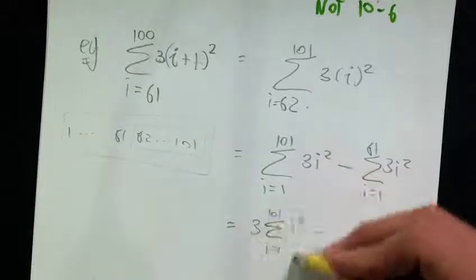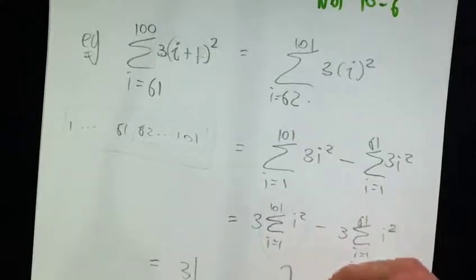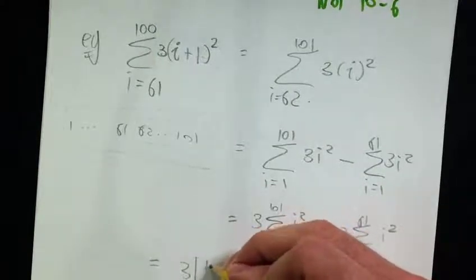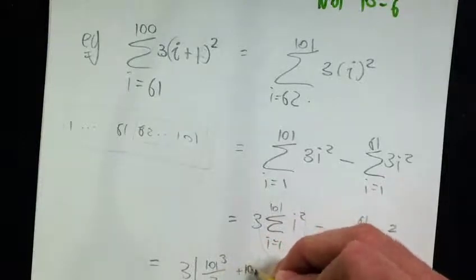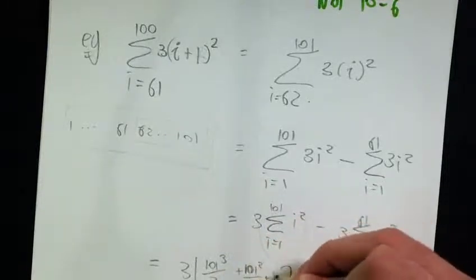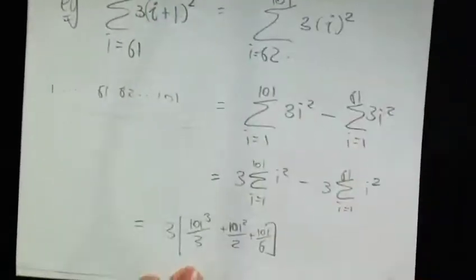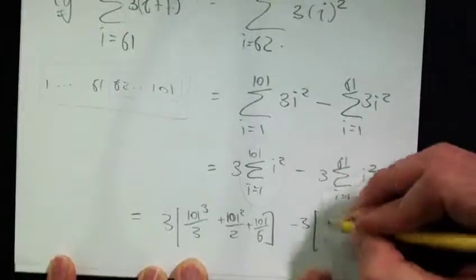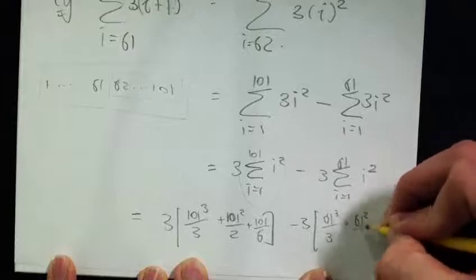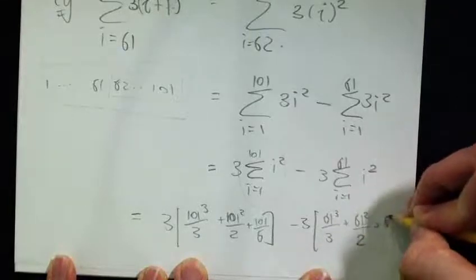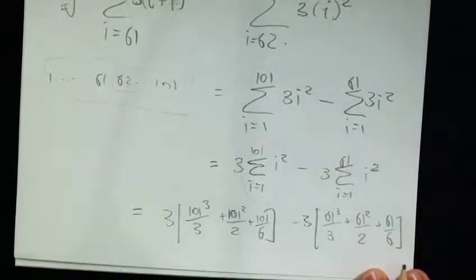And now there's a formula for this. Now let's see, I'm going to need more space. It's n cubed over 3 and n squared over 2 and n over 6. The n is the number that it's at the top here. And then the next one is n cubed over 3 plus n squared over 2 plus n over 6. And I choose not to figure out what that answer is.